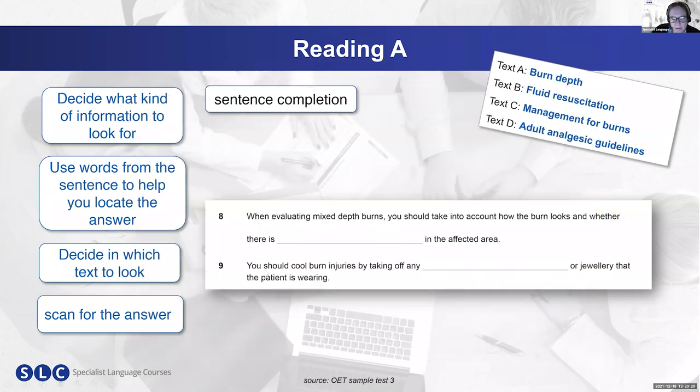What about number 9? You should cool burn injuries by taking off any something or jewelry that the patient is wearing. So we're looking again for a noun, perhaps a piece of clothing. What are the key words in sentence number 9, do you think? Let me know in the chat. What are the key words?